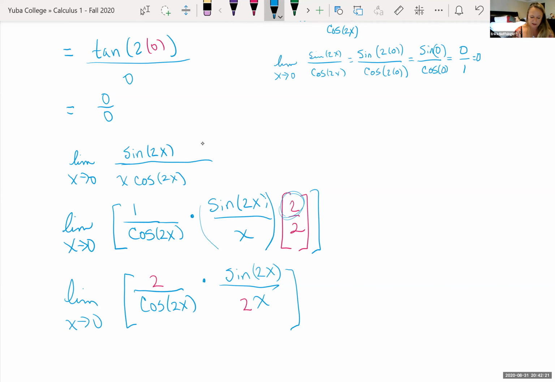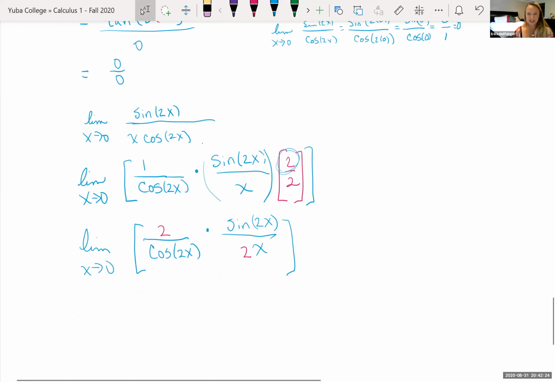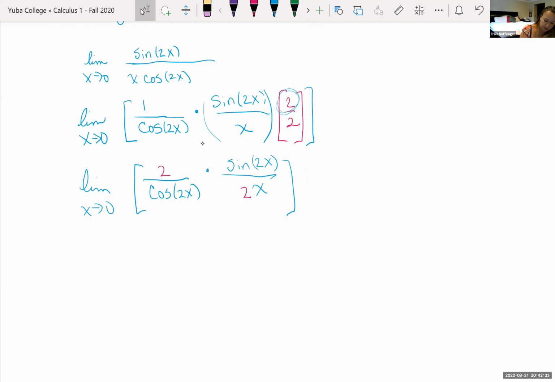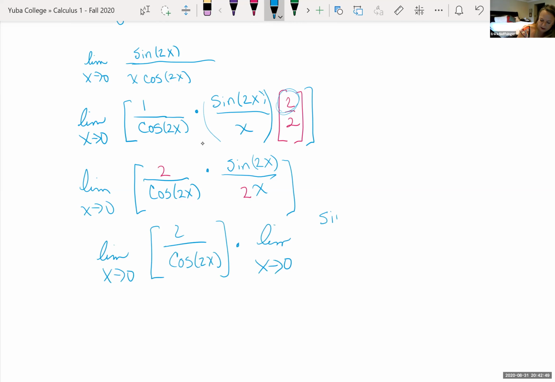And so using limit laws, remember the limit law said if we look at the limit of a product of two functions, we can break it down as the limit of the first function times the limit of the second function. And so we have the limit as x approaches 0 of 2 all over cosine of 2x times the limit as x approaches 0 of sine of 2x over 2x. We know this piece because of our theorem, this is going to 1.